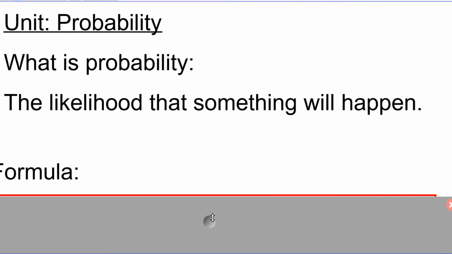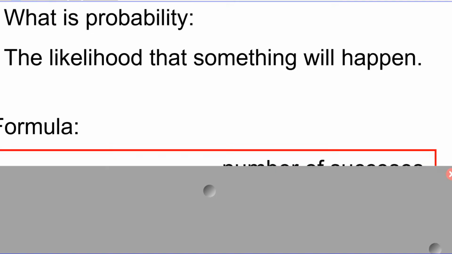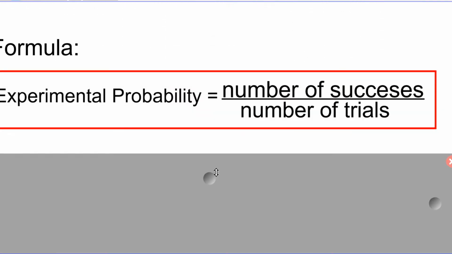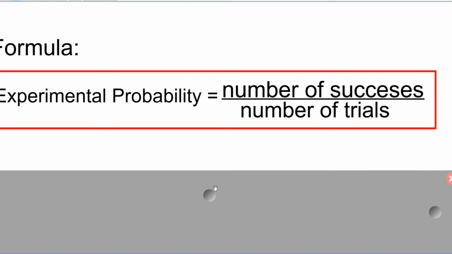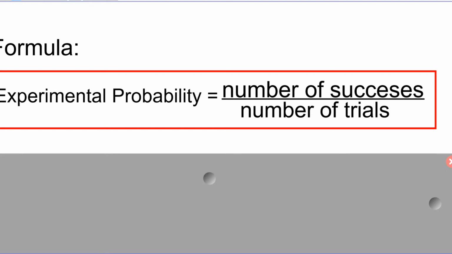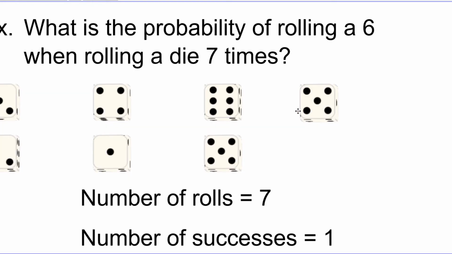So if we look at, to start with, our formula here, what is the formula for experimental probability? Well, the formula for experimental probability is the number of successes divided by the number of trials. And the easiest way to show that is with an example. So what is the probability of rolling a 6 when rolling a die 7 times?